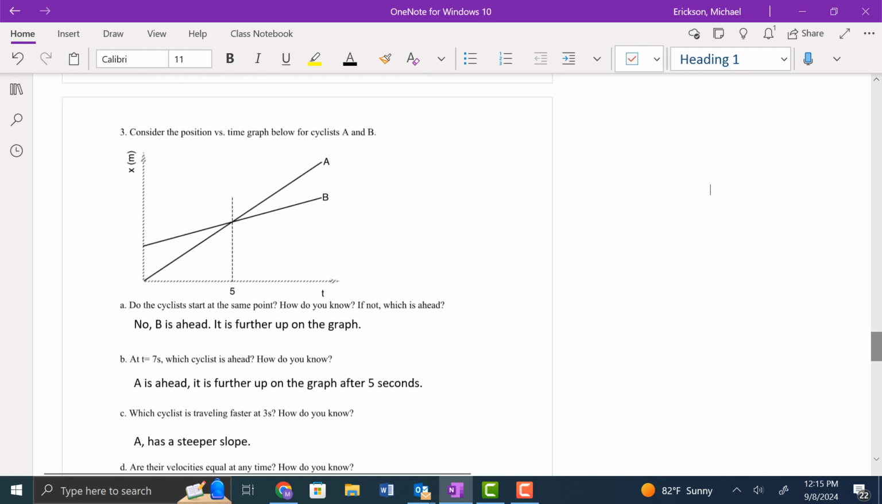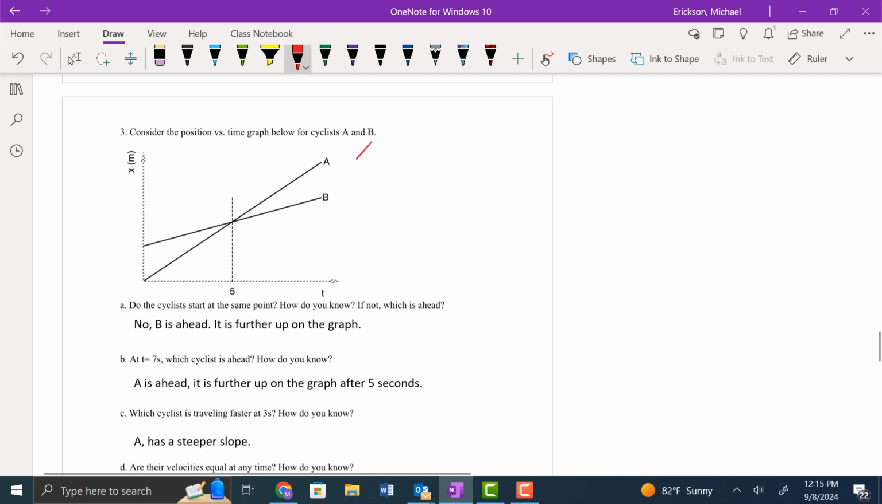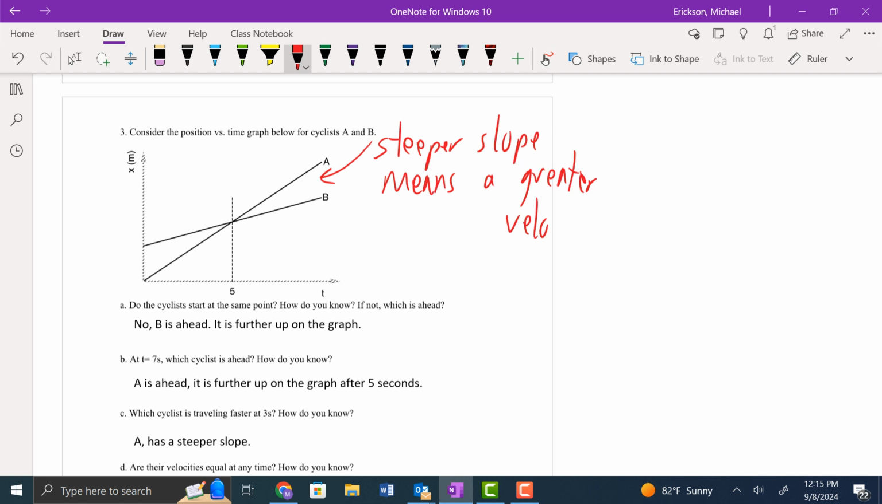So, sorry about that. Part C, which cyclist is traveling faster at 3 seconds? How do you know? So what we'll learn, and we'll have a lot more examples on this, is that the steeper the slope means a greater velocity. Because both lines have the same slope the entire time. If A's slope is 5 meters per second and B's is 3 meters per second, that slope value is their velocity value the entire time. So which cyclist is traveling faster at 3 seconds?